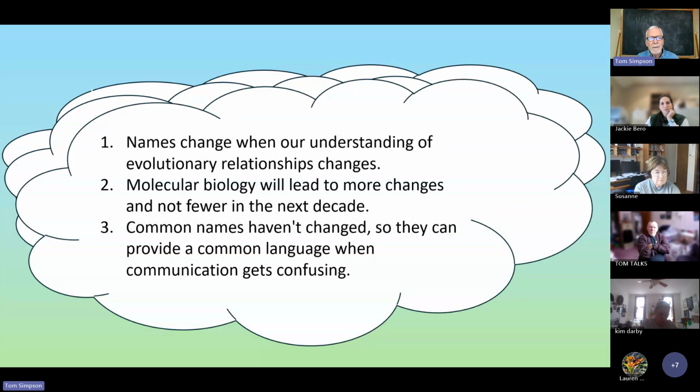Don't ever forget common names. Molecular biology is continuing. It's not over. It's not like molecular biology happened and now we're set. In the next 15 years, if I live that long, there'll be more changes, and they're going to come whenever scientists find out new things about relationships. Common names, don't ever forget those. And when you're talking to people that don't know anything about plants, use the common name.